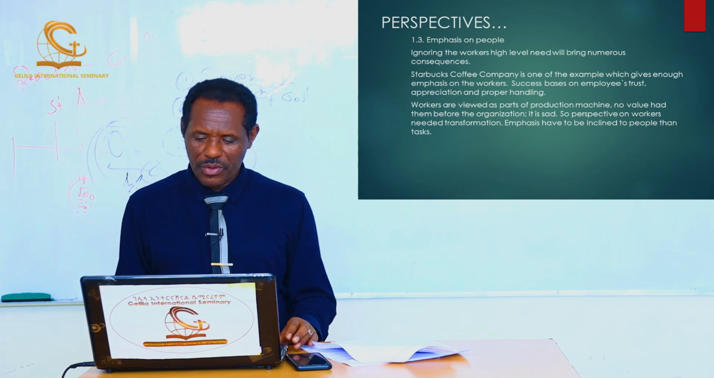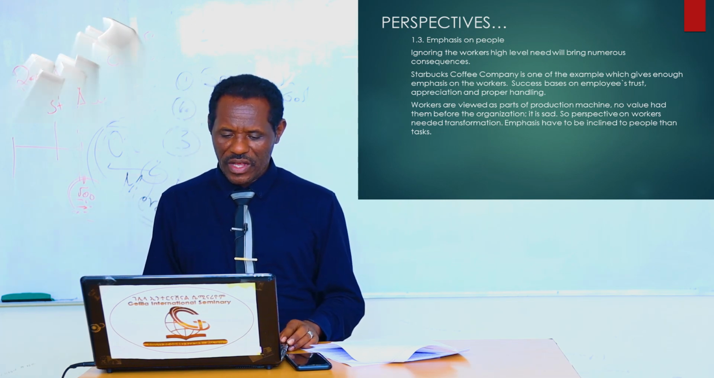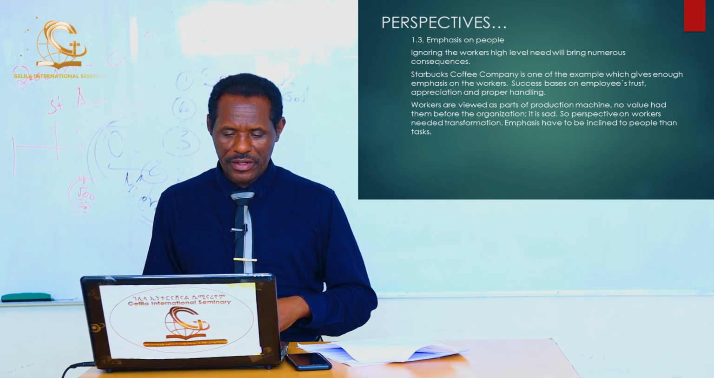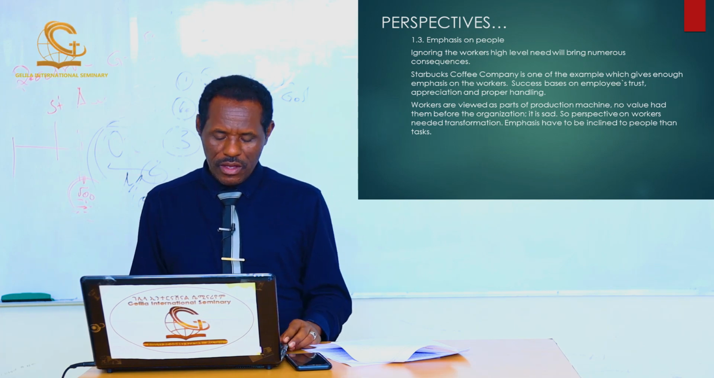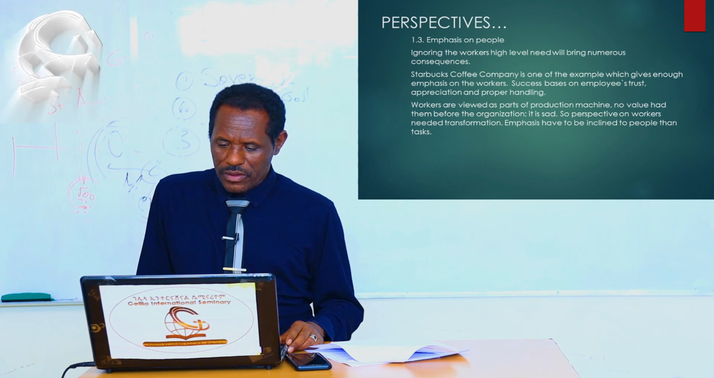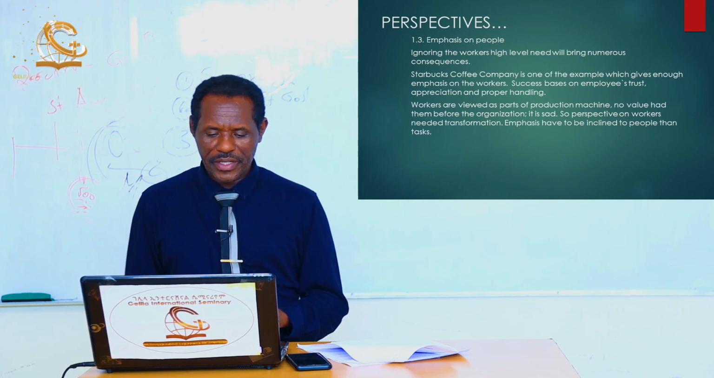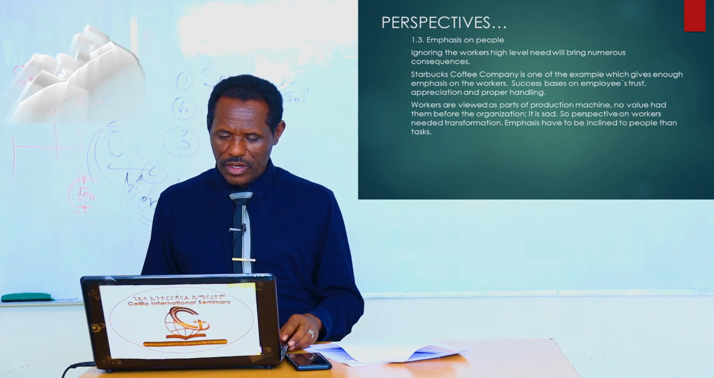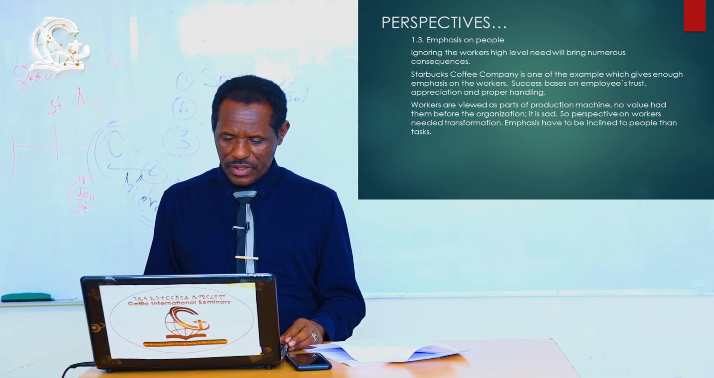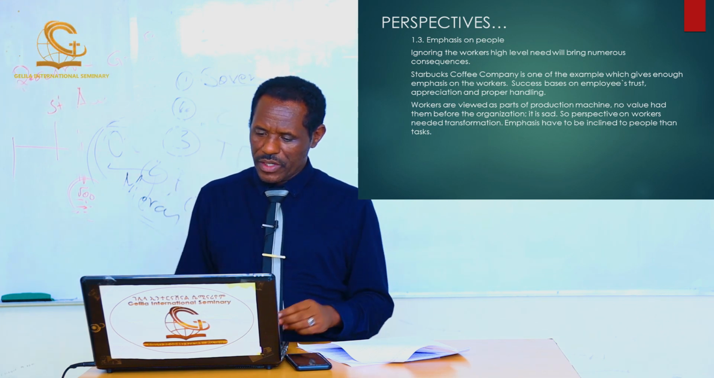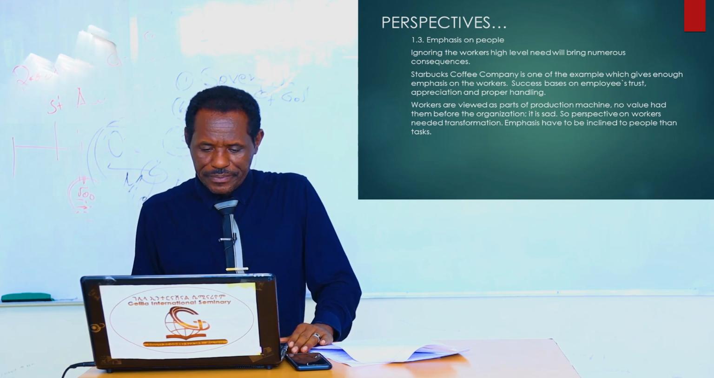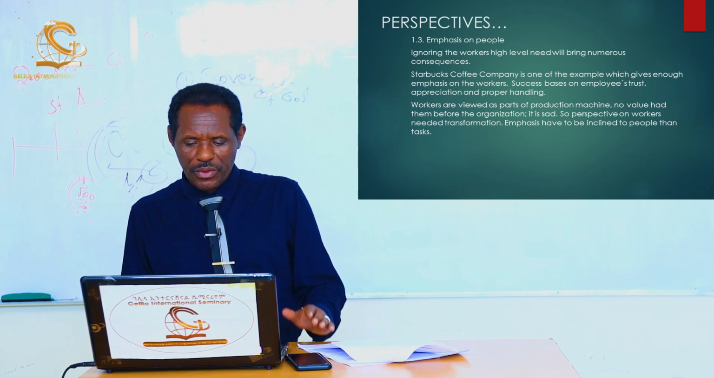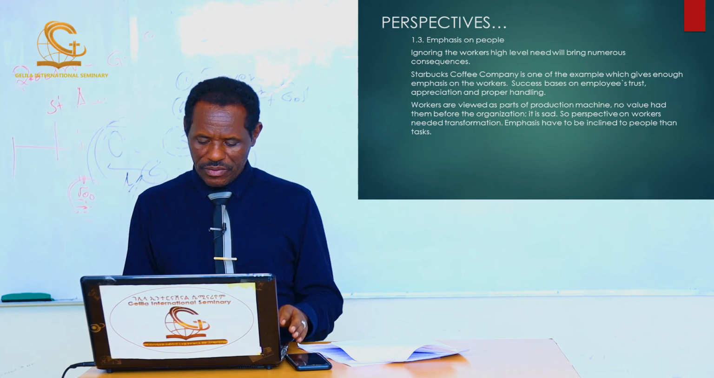Workers were viewed as parts of a production machine. Nobody valued them before the organization. It is sad. Workers, or human resources, are the vital parts of the company or the organization. So the perspective on workers needed transformation. We have to transform our attitude, our conscience, our perspective on workers, or human beings. Emphasis had to be inclined to people rather than tasks. So we have to be people-oriented rather than task-oriented.